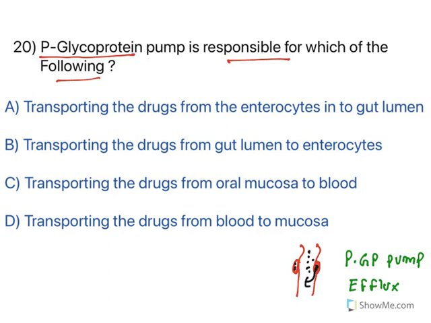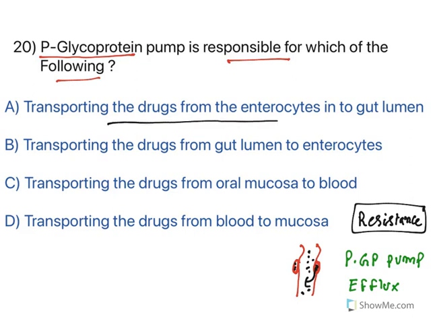Now this is dangerous because it causes drug resistance. The drug will be resistant because the drug is not getting inside the body. It is again going back to the intestinal lumen. So how is it acting? It transports the drugs from enterocytes into the gut lumen, and that is what causes the resistance. So how does this P-Glycoprotein pump act? By sending out, and that's why it is also known as an efflux pump. It sends out all the drugs from the enterocytes to the gut lumen.